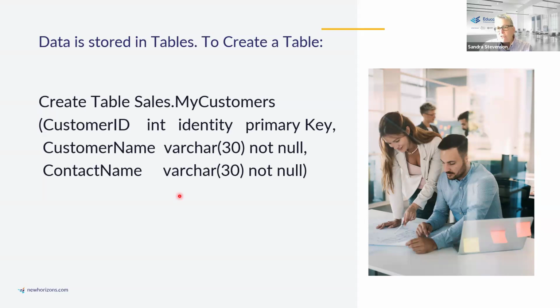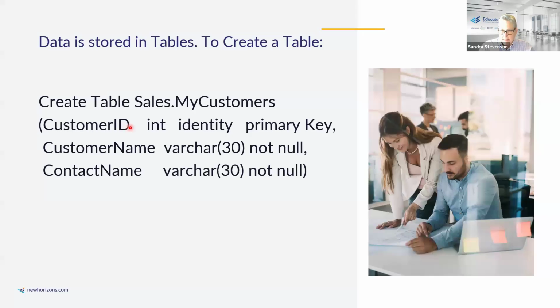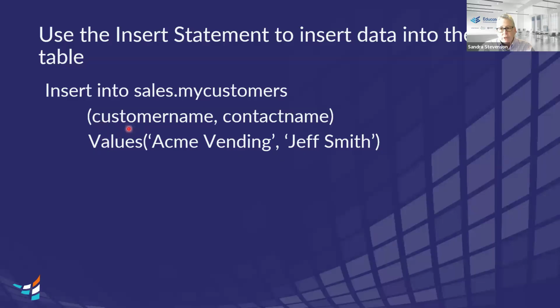So when we go to insert data, we would then use the insert statement. We specify the full name, schema name dot table name: insert into sales dot my customers, then the columns that I'm inserting data into. Now, when I create this, I'm using that customer ID as an identity column, so I don't insert data into that. In this example, I'm inserting into customer name and contact name, and then the values of what are being inserted.